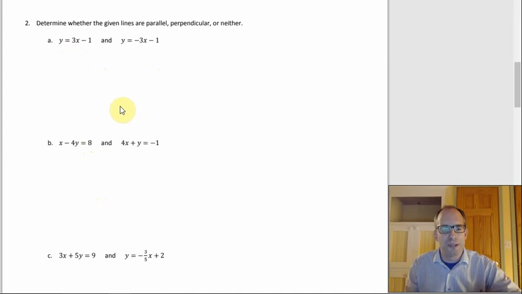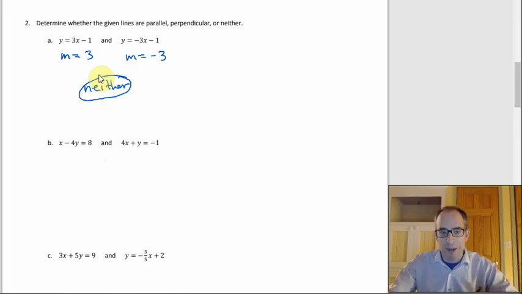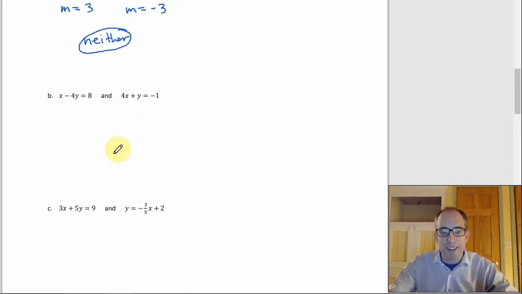But A, they're both in slope-intercept form already. So the one on the left, you go, well, the slope there is 3. And the one on the right, the slope is negative 3. Those aren't the same, and they're not negative reciprocals. Right? One is the negative of the other, but it's not a negative reciprocal. The negative reciprocal of 3 is negative 1/3. So this one is actually going to be neither. Okay, so we got a neither out of the way right off the bat.